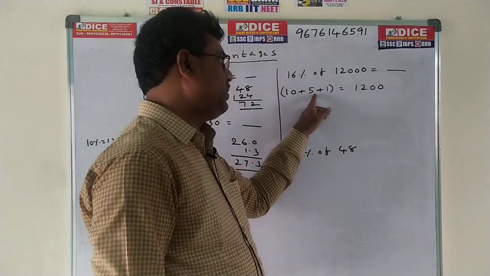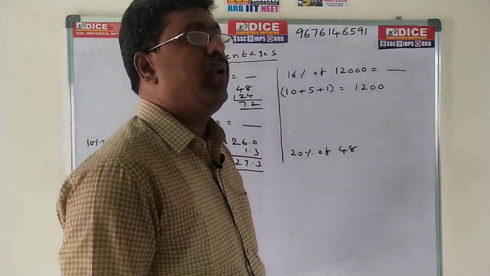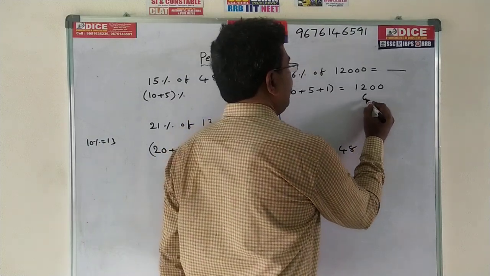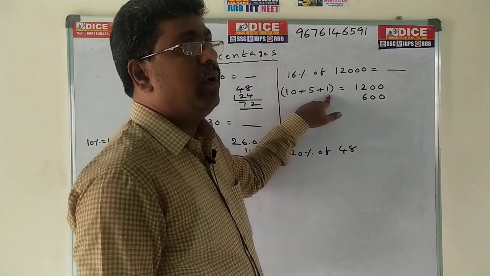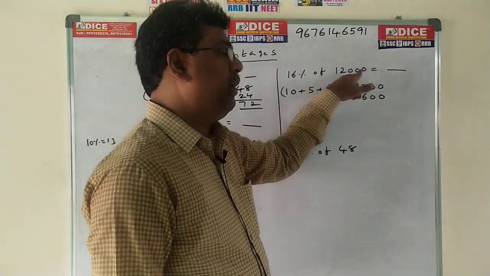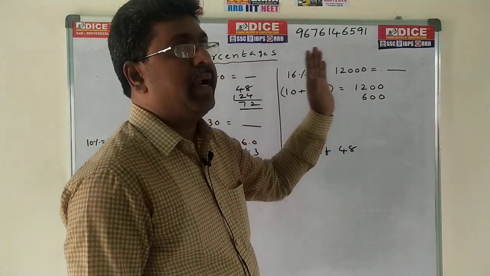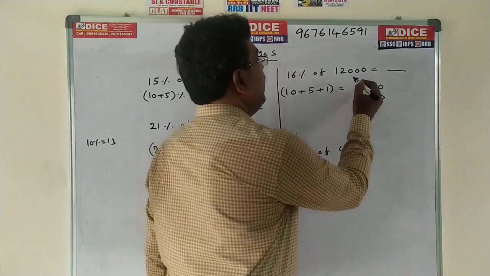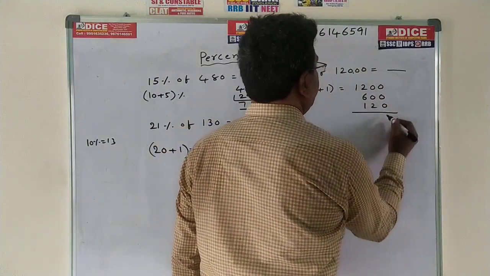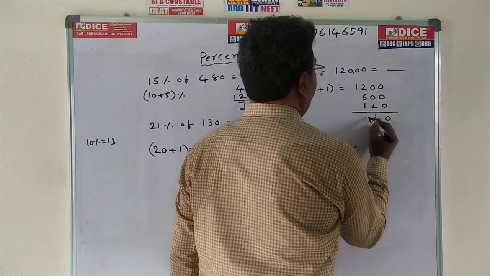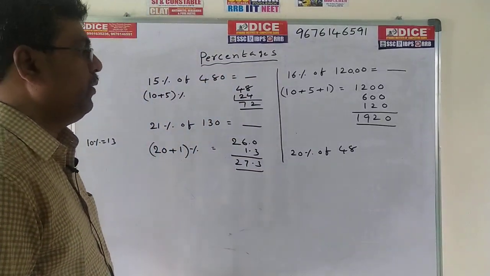Next, 5% means half of 10%. Half of 1200, so 12 and half is nothing but 600. Next, 1%. Already I told you, from the right-hand side, after 2 digits, the value becomes 120. So take 120. Now add: 0, 2, 9, 1. 1920 is the correct answer, the required value.